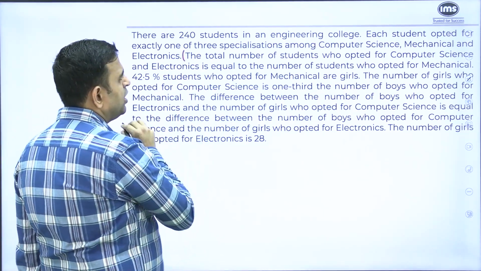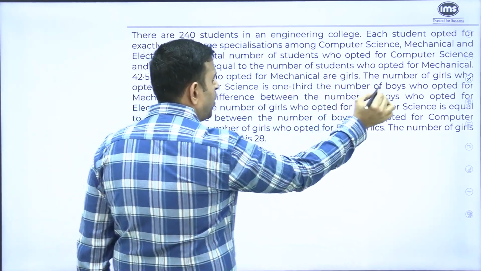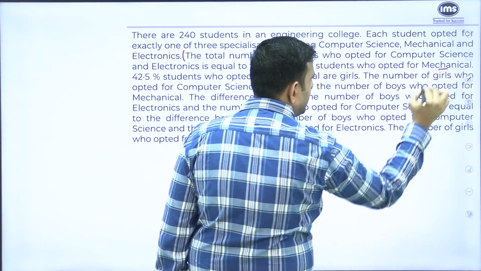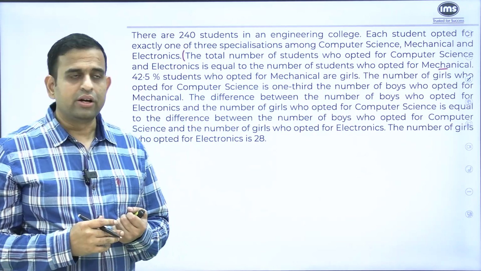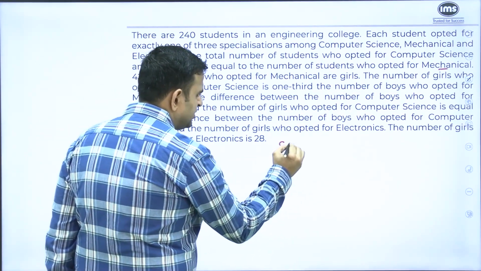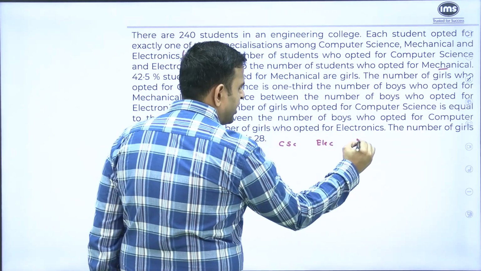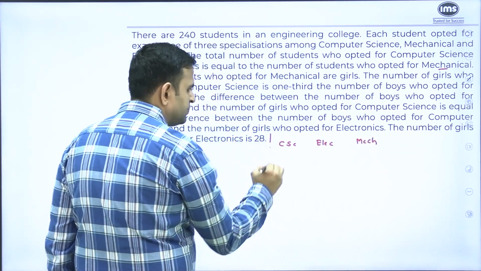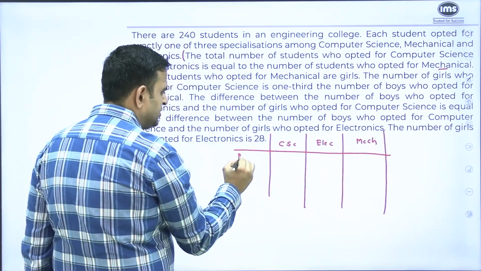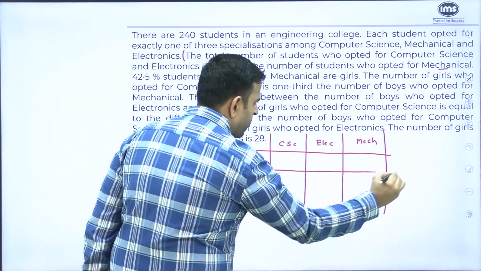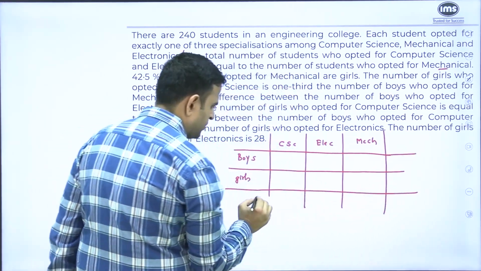This sentence: total number of students who opted for computer science and electronics is equal to the total number of people who opted for mechanics. So from this portion, we can say that mechanical is nothing but half of the total number of students. I will write it down like this: computer science, electronics, and mechanical. Now for each of them, I can just write down boys, girls, total. A simple table structure.